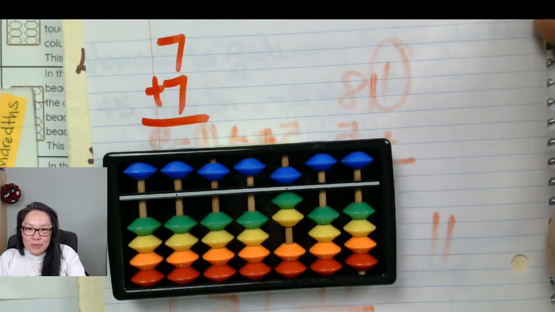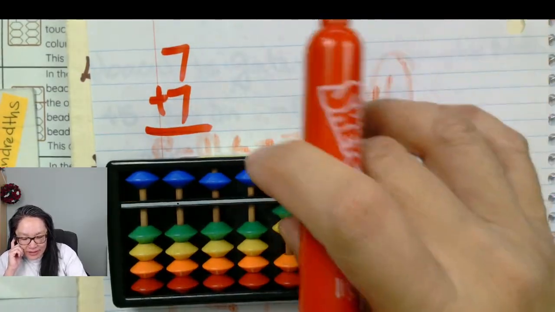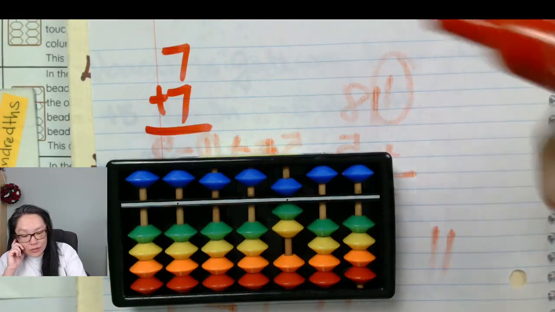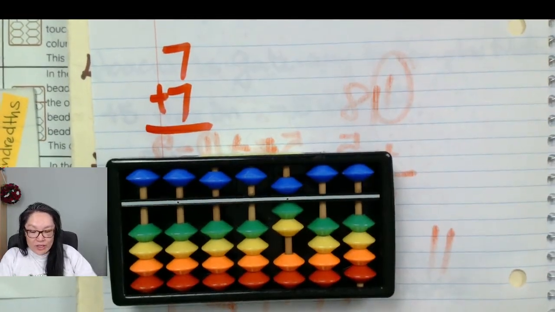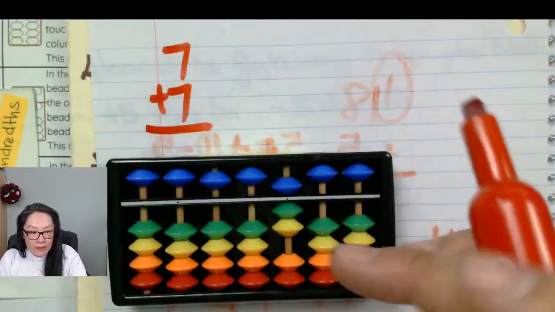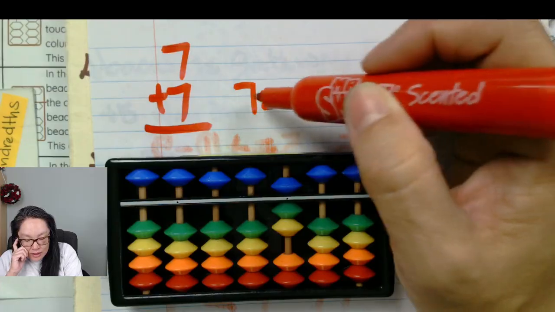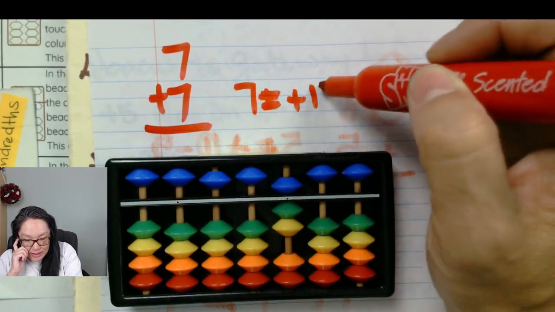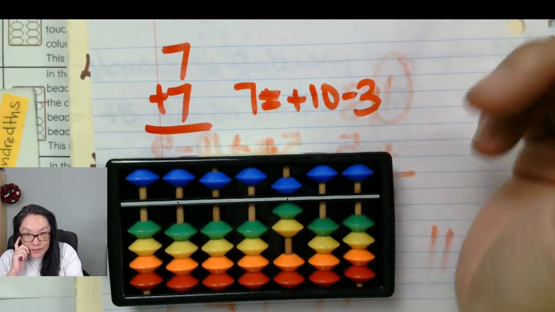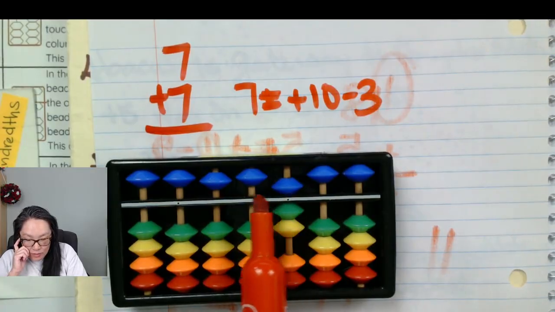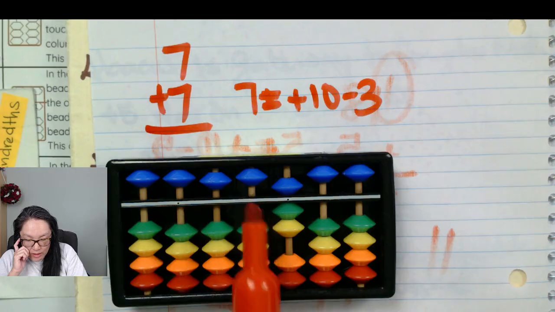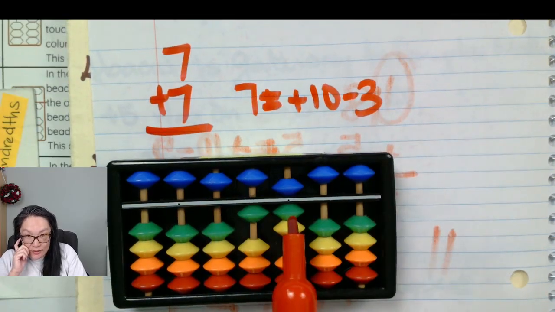So we have 7 plus 7. We don't have another 7 because this is only 2. So what are we going to do? We know that 7 and 3 are a pair. Because 7 and 3 are a pair, 7 is equal to plus the 10 minus the 3. So what are we going to do? Plus the 10. I'm going to add the 10. I'm going to take away the 3.